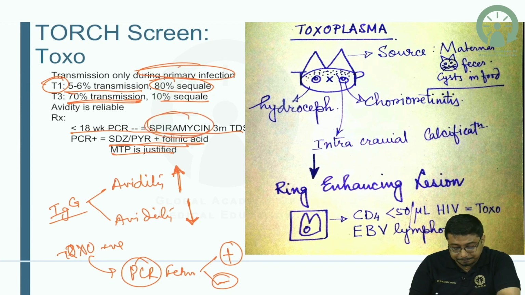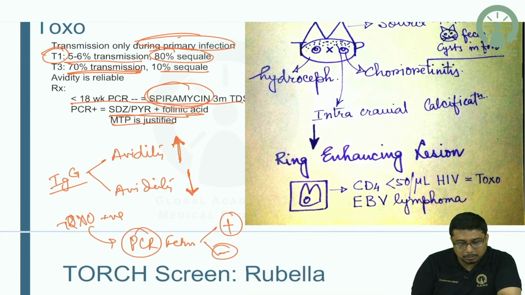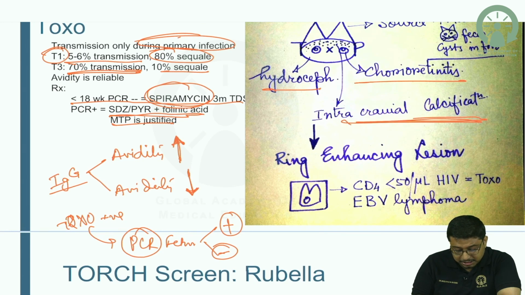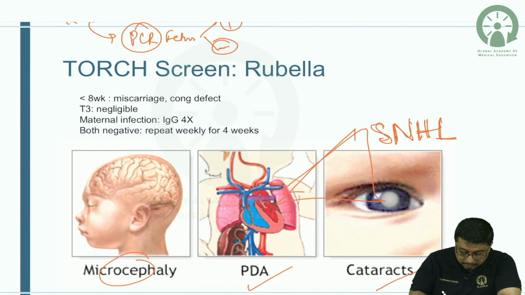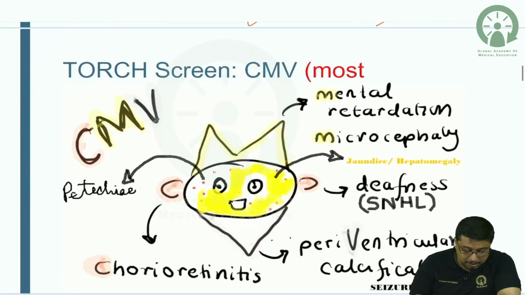So what is the typical feature of toxoplasmosis? Hydrocephalus, chorioretinitis, and intracranial calcification. Remember, it is intracranial calcification. We'll see the contrasting things later on. Okay. So there is another thing, rubella. Rubella has congenital rubella syndrome: sensorineural hearing loss, cataract, PDA, and also microcephaly. So this is called the triad of congenital rubella syndrome, and that is what is most important.